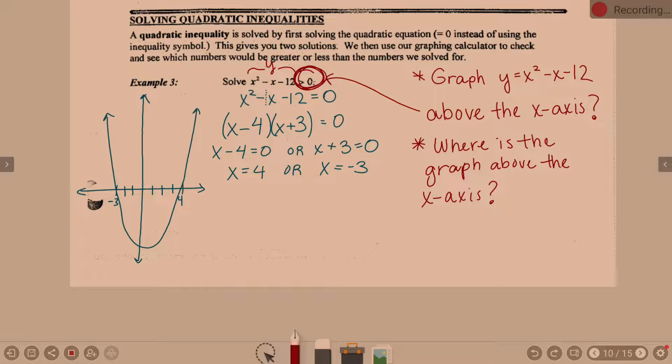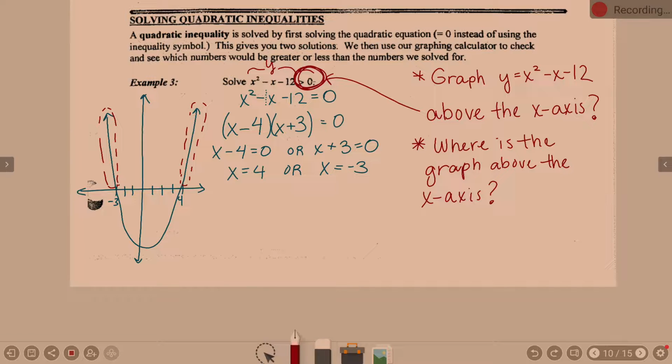What are the pieces that are above the horizontal line? Is it one piece? Is it two pieces? We have that piece over by -3, yes? And we have a piece over here by 4, yes? Those two pieces represent my solution, because they are the pieces that are greater than 0. They are above the x-axis. Now, we're going to put our answer in interval notation.